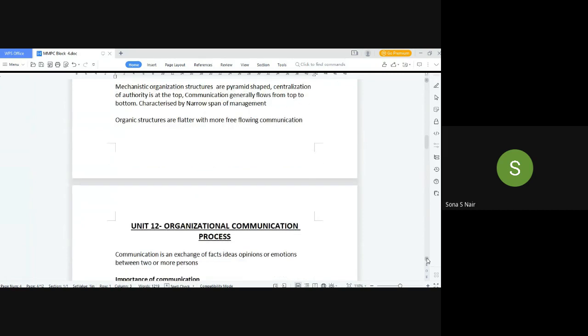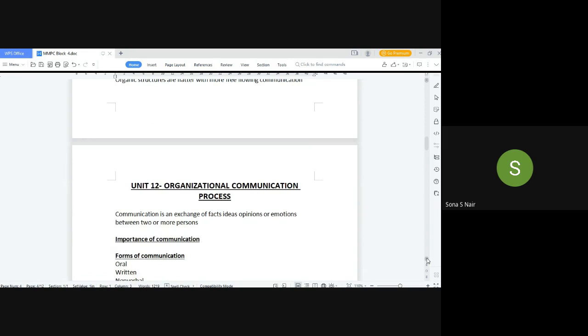Okay, so that brings us to the end of the organization structures discussion. In case you have any doubts, I said I'm open to queries. Whenever you have a query of some sort, you can even put it down in the chat box, and from there we can take it up.